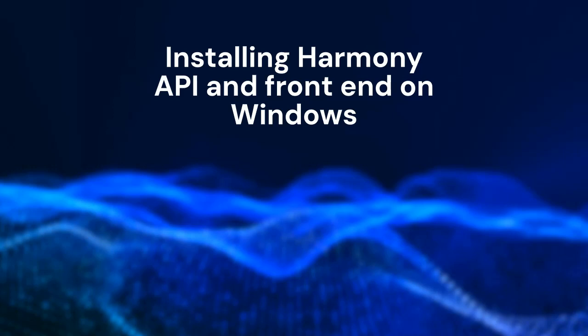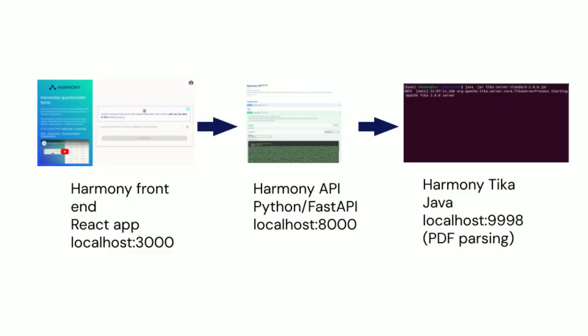I'm going to talk you through how we can install Harmony as an API and React frontend together with the Tika server as well on Windows. So Harmony runs in total as 3 servers: the front end on port 3000, and then the API itself, which is written in Python and FastAPI. And finally, on port 9998, we have Tika, which is a separate Java library which we use for PDF parsing.